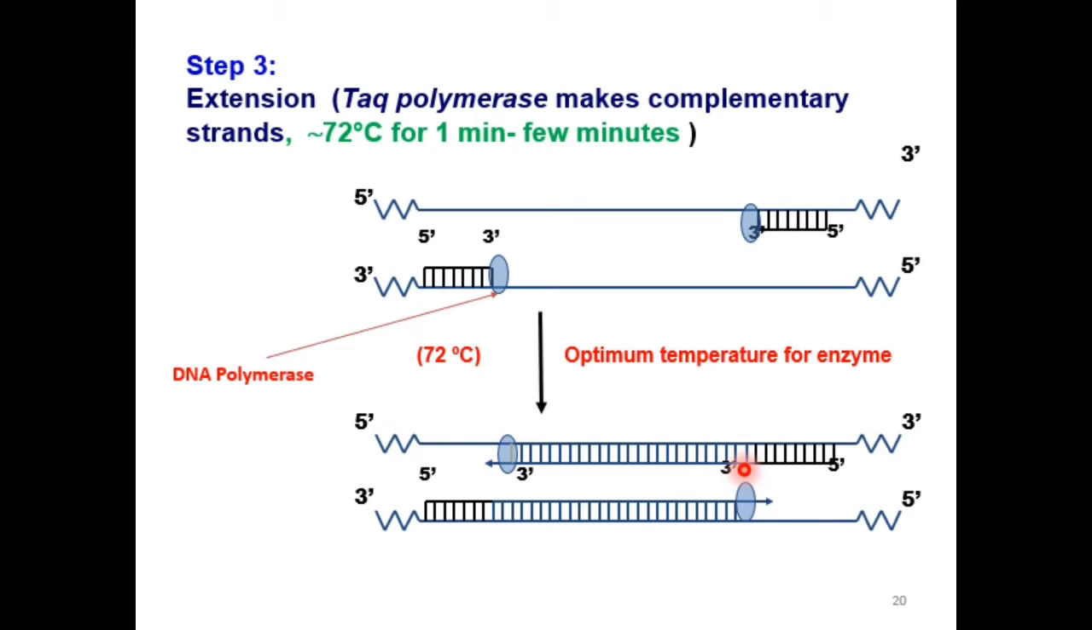In order for the Taq polymerase to work, you need to heat up the reaction again to 72 degrees Celsius. Why? Because this is the optimum temperature for the enzyme to work. Sometimes you need 1 minute or a few seconds to extend this reaction, or sometimes you need a few minutes for the extension step to be completed.